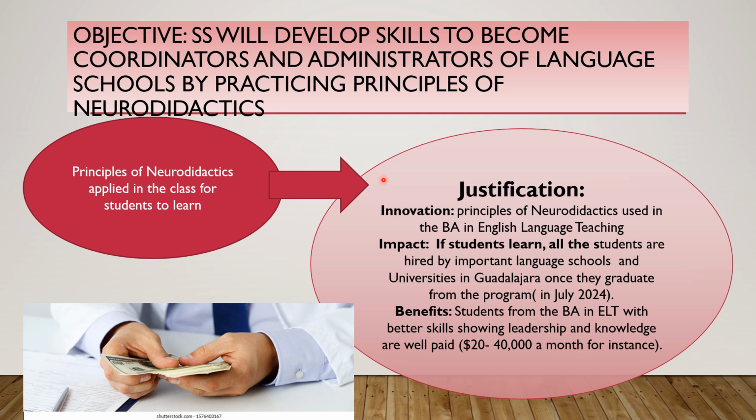So how do we justify this investigation? It's innovative because we apply the principles of neurodidactics to teach the class. What is the impact? The impact was that students learned, and as soon as they finished, they were hired and they were well paid. What was the benefit of this? That students developed skills to become coordinators, and they were asked to lead some of our programs in Guadalajara. And the main benefit is that with the skills they developed during the course and during the BA in English language teaching, they were hired with very high salaries.